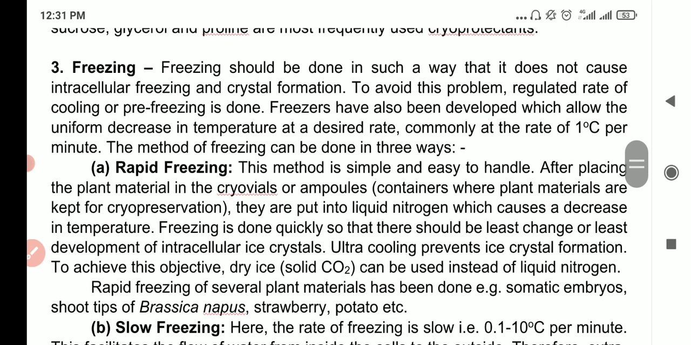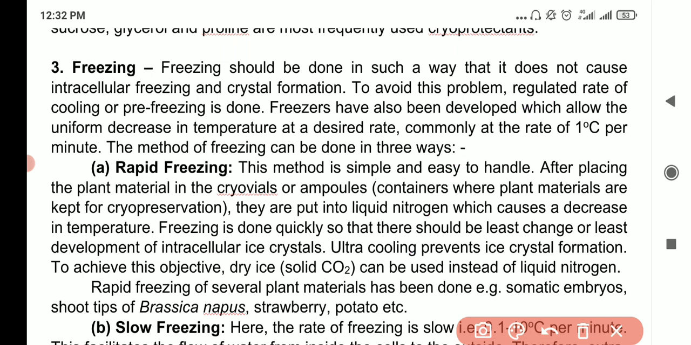Okay, let's look at the freezing. We should freeze in such a way that there should be least amount of damage. There should not be any intracellular freezing, means inside the cell it should not be frozen, and there should be no crystals formed inside the cell. So we should freeze at a regulated rate, means at a fixed rate. Not suddenly you super freeze then you slow down, not like that. It should be at a regular interval, or you have to pre-freeze them.